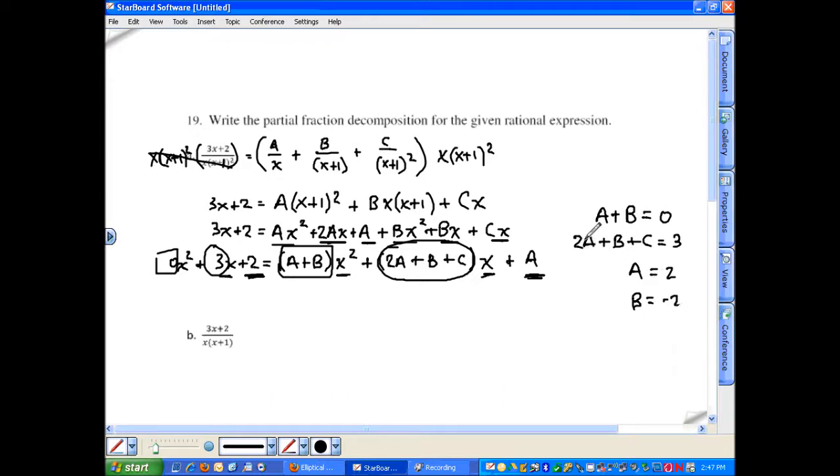And if a is 2, 2 times 2 is 4, 4 plus negative 2 is 2, 2 plus what equals 3, so that means that c has to be equal to 1. So we rewrite now, a is equal to 2, so it's 2 over x plus negative 2 over x plus 1 plus 1 over x plus 1 squared.